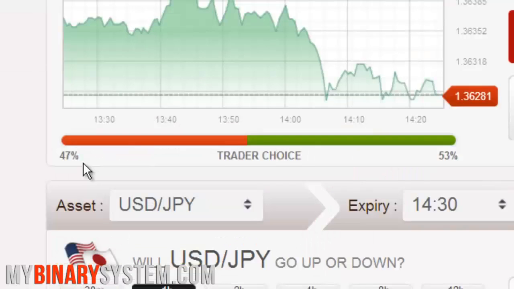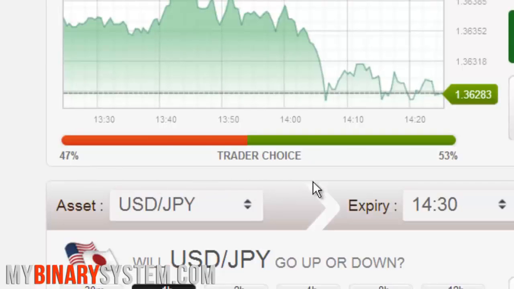Here we have what is called the Trader Choice Control, which is a social trading tool that tells you what direction the majority of traders are trading at the moment. This tool is immensely important to this trading strategy, and it is also very accurate, especially with Beeoptions, thanks to the huge number of online traders on this site who are trading at the same time during all hours of the day.